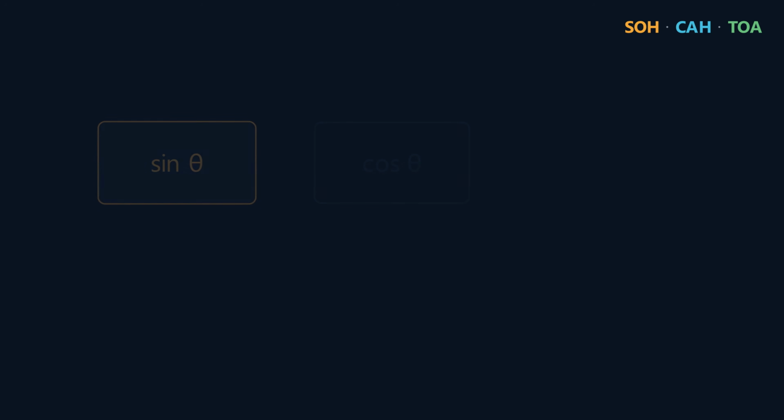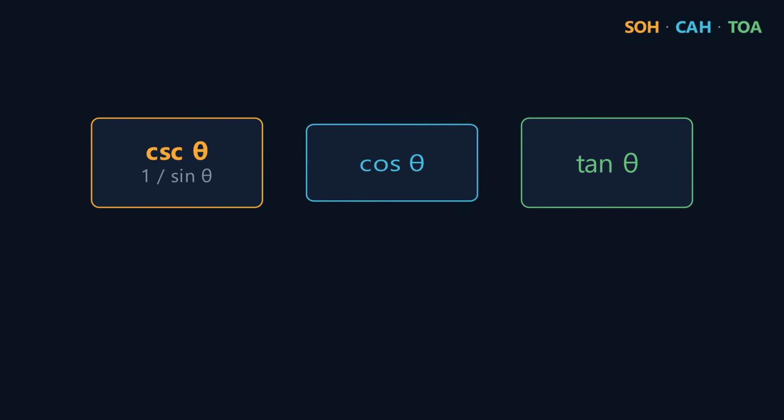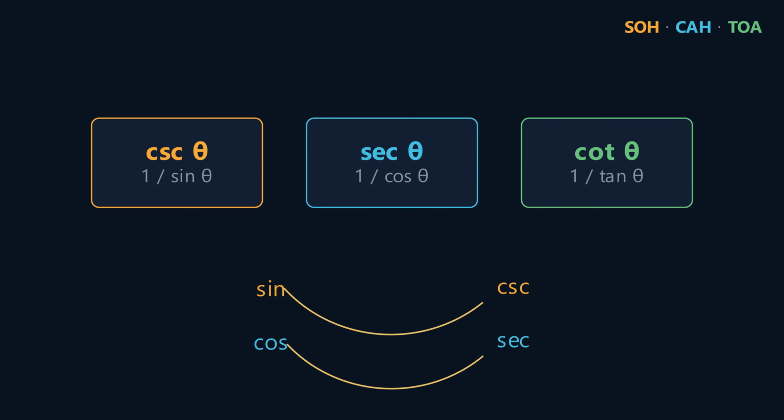There are 3 more functions, and they are not new, they are just these 3 flipped upside down. 1 over sine is cosecant, 1 over cosine is secant, and 1 over tangent is cotangent. The annoying part is that cosecant pairs with sine and secant pairs with cosine, which feels backwards to everybody. It is a historical accident. Blame the 16th century. So where did these names come from?